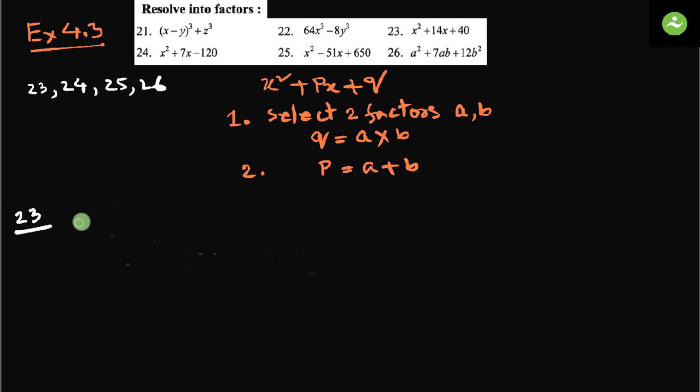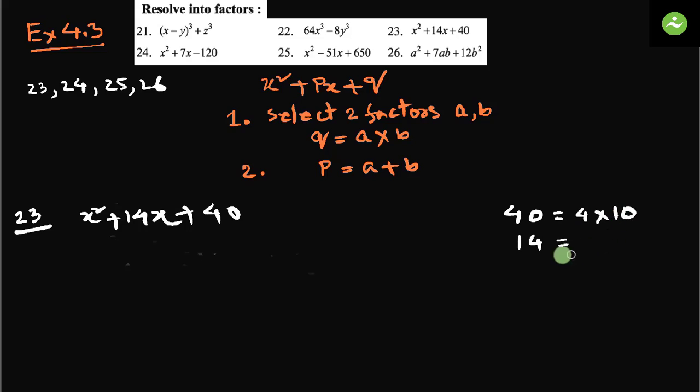23. x square plus 14x plus 40. What is the value of q here? q is 40. And what is the value of p? It's 14. And we have to select two factors so that the multiplication of those factors is 40 and the addition of those two factors is 14. What about 4 and 10? 4 into 10, 4 plus 10, yes.